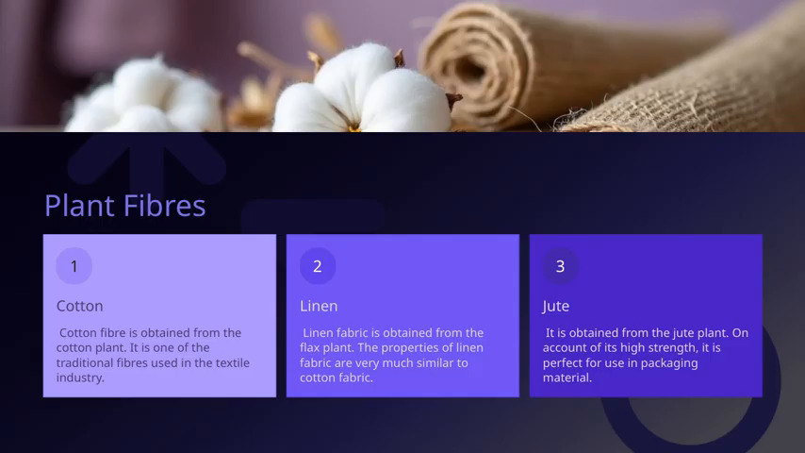Finally, jute. Jute is obtained from the jute plant, and it's known for its high strength. Because of this, jute is perfect for use in packaging materials, like sacks and bags, where durability is key. All these fibers are essential in the textile world, each with unique properties that suit different needs. They connect to our overall theme by showing how natural plant fibers have been vital in fabric production for centuries, combining tradition with modern use.